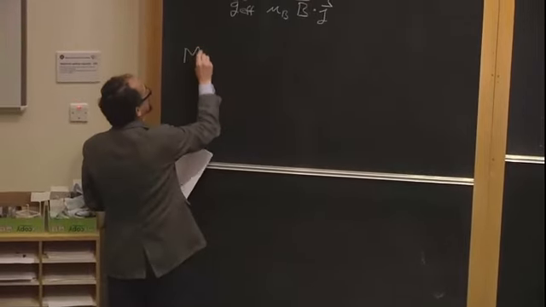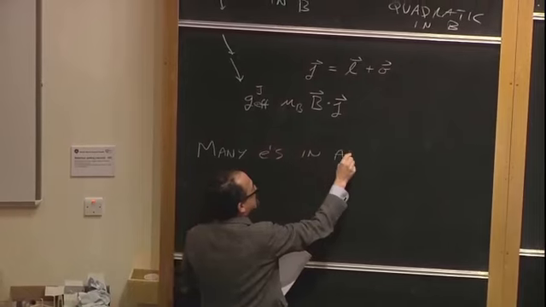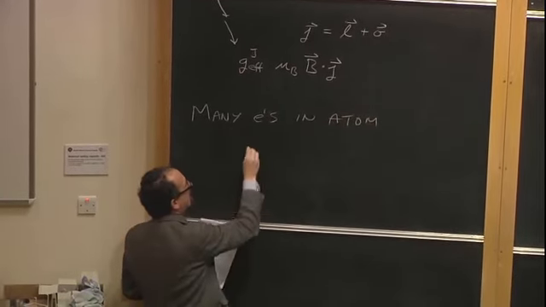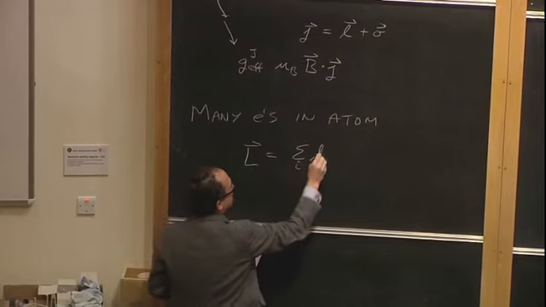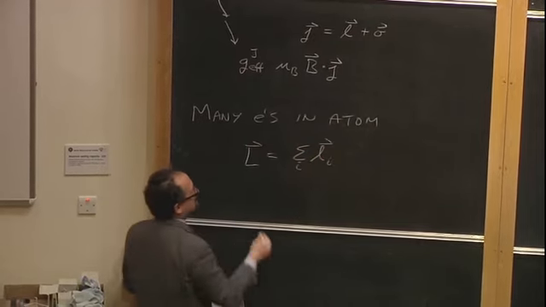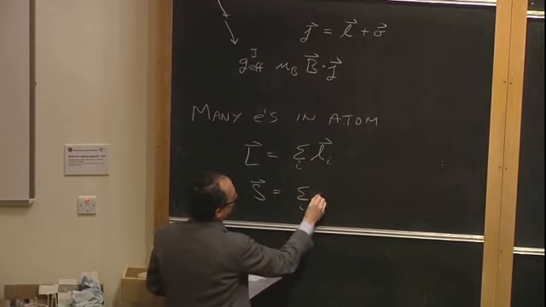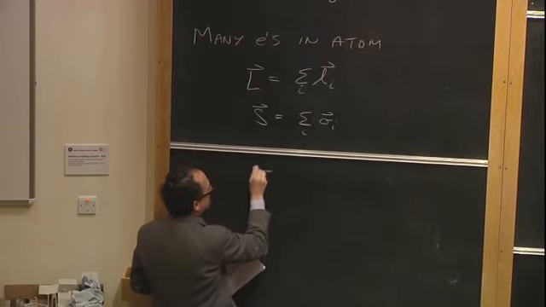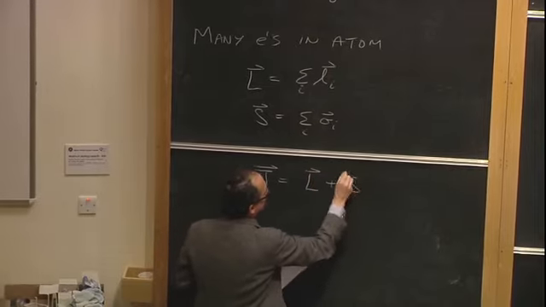And it's more complicated because we have many electrons in an atom, not just a single electron. That means we have to keep track of the entire angular momentum, capital L, that's the sum over all the electrons of the orbital angular momentum of each electron, and then the total spin angular momentum, which is the sum of all the spin angular momenta of each of the electrons. And of course, the total angular momentum altogether is the total orbital plus the total spin.